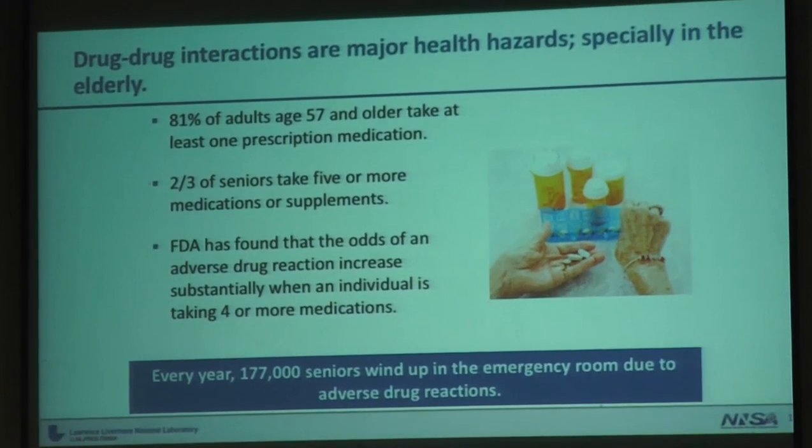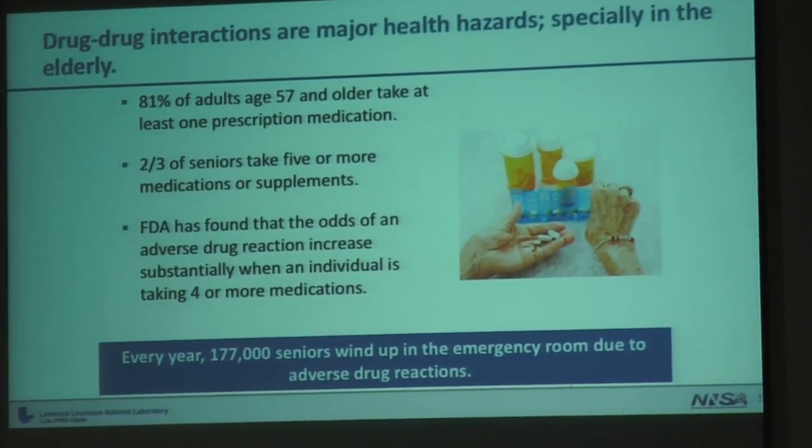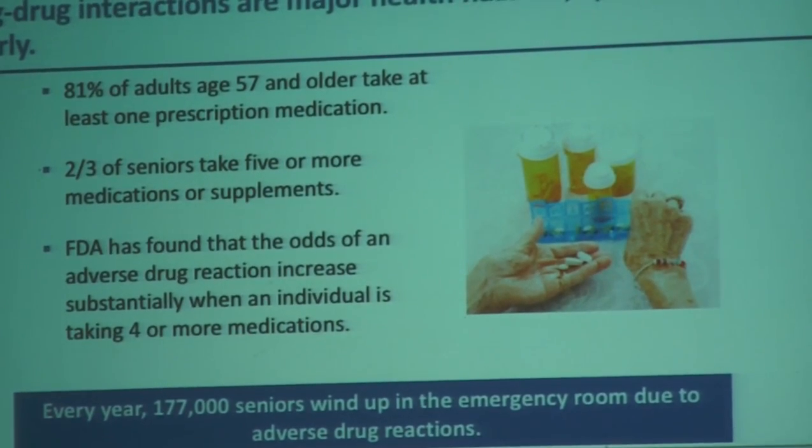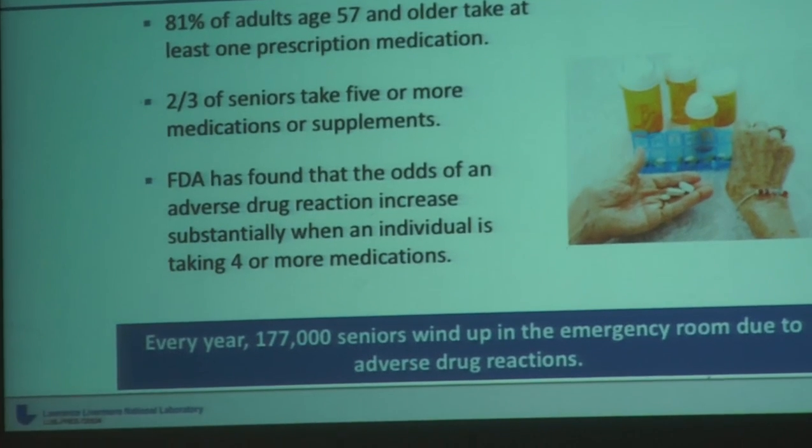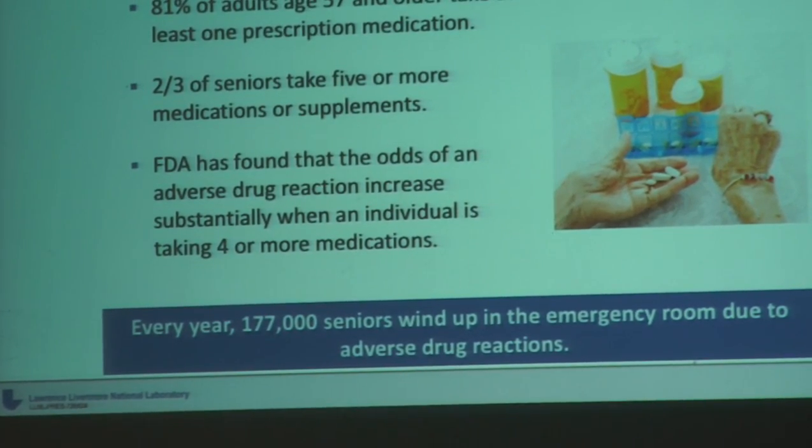This is important because, believe it or not, the older you get, the more drugs you take. And I'm not talking about the kind of drugs you guys think about, I'm just talking about everybody. 81% of adults 57 or older take at least one prescription medication. Most of the time it's Lipitor or something like that. Two-thirds of seniors take 5 or more medications. That's a lot. And it's been found that if you exceed 4 or more, the chances of mixing them up and getting some sort of adverse drug reaction is pretty high. Every year, about 200,000 senior citizens are rushed to emergency rooms because their drugs have been interacting with each other and causing some sort of adverse reaction.